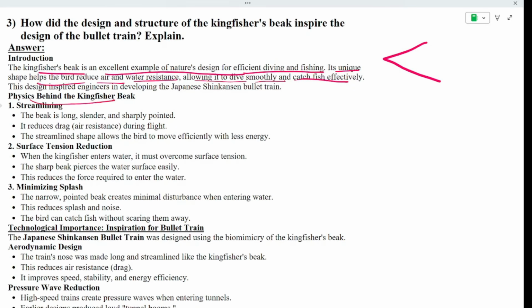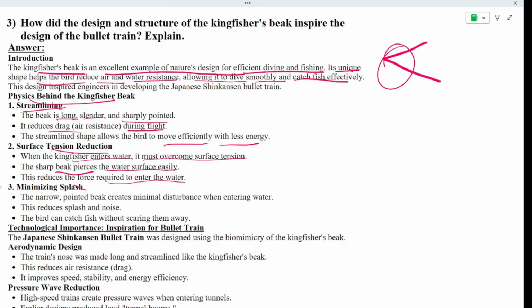The physics behind the Kingfisher's beak is streamlining: it is long, slender and sharp, and it reduces drag during flight, so it moves efficiently with less energy. Next is surface tension reduction. When the Kingfisher enters water, it must overcome surface tension. So the sharp beak pierces the water surface easily. This reduces the force needed to enter the water, hence the surface tension is reduced.